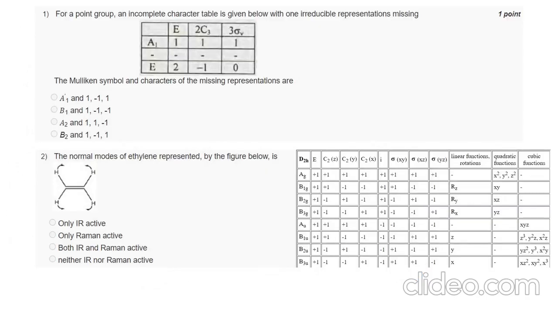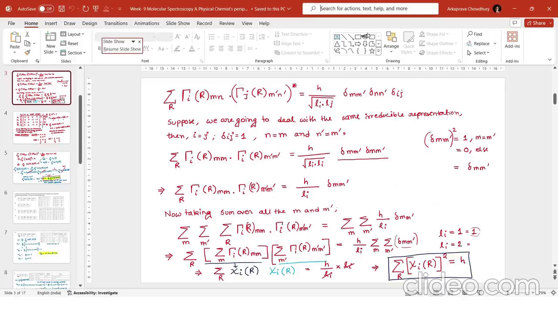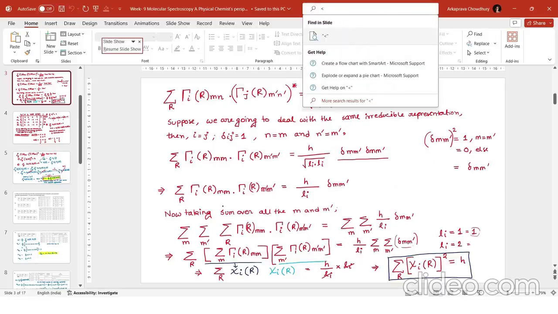So the first question says that for a point group, an incomplete character table is given below with one irreducible representation missing. So we need to find that and write it down. So from the GOT, the great orthogonality theorem, we have come to know that the summation, sorry about that.